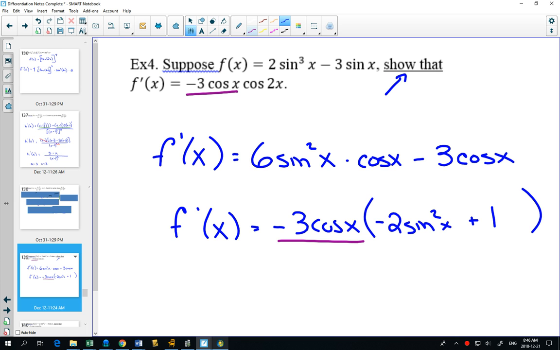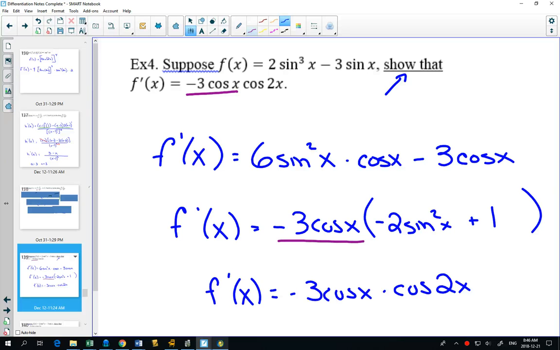And then you're like, oh, that might be one of my identities. Is 1 minus 2 sine squared x equal to cos 2x? It is. So those are on your formula sheet as well. And you will have shown what you wanted to show.